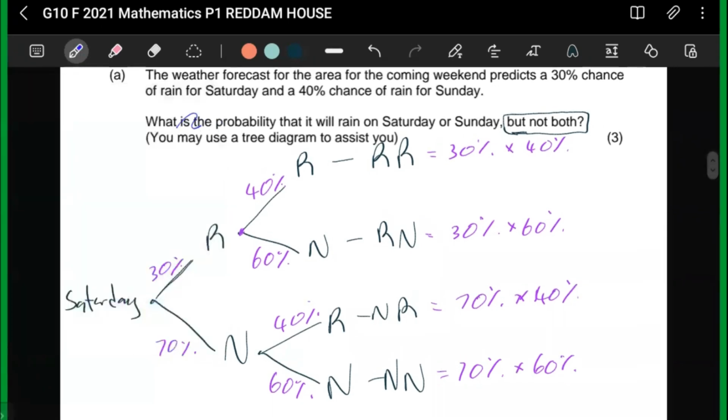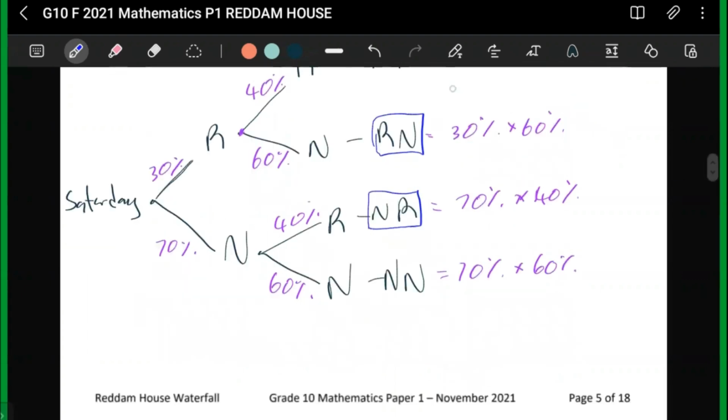But the question is saying, what is the probability that it will rain on Saturday or Sunday, but not both? So the probability of raining on Saturday or Sunday, but not both, it's these two here. You see, because this is raining on both days. But for the Saturday or the Sunday, but not both, these are the two probabilities. So you add them up, you see. So it's going to be this probability here plus this probability.